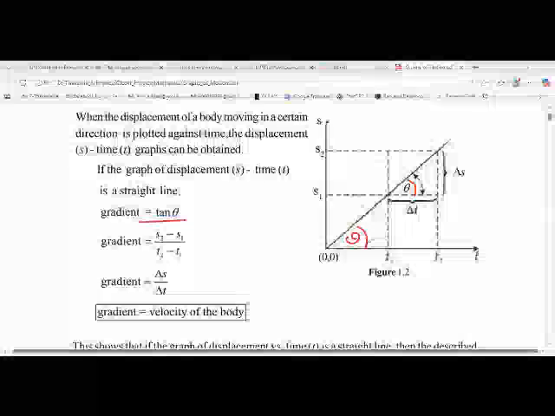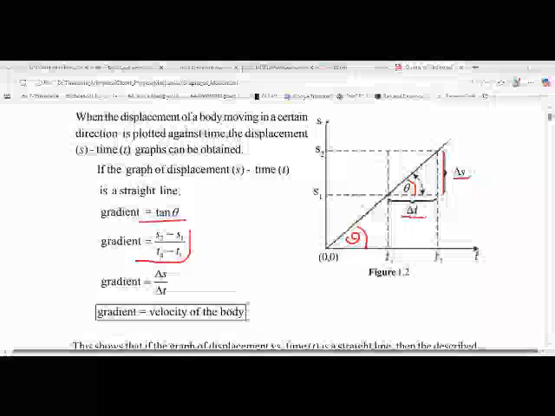Also, as you learned in grade 10, you can find gradient as Y difference over X difference. Then same formula here. Y difference means S2 minus S1, represented as delta S. X difference means T2 minus T1, represented by delta T.